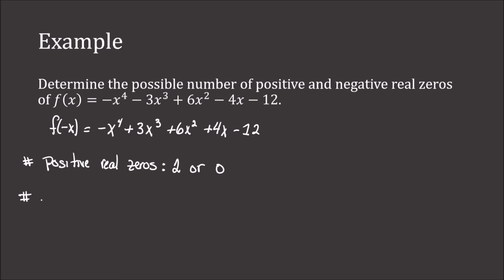For the number of negative real zeros, we look at f of negative x. So negative to positive, that's a sign change. To positive is not, to positive is not, to negative is. So there are two sign changes here. So we have 2 or no negative real zeros.